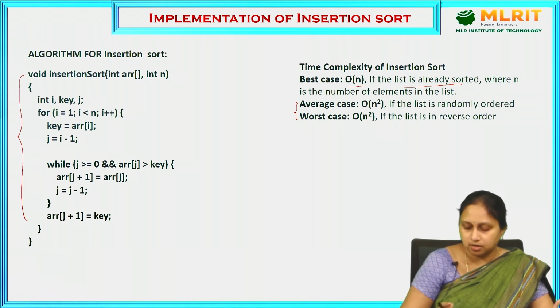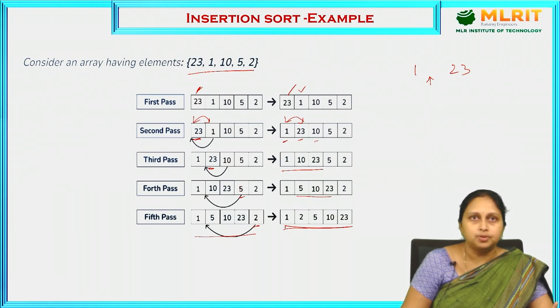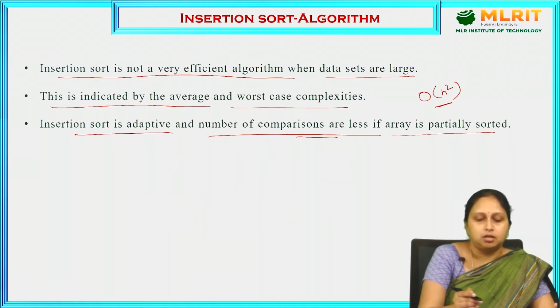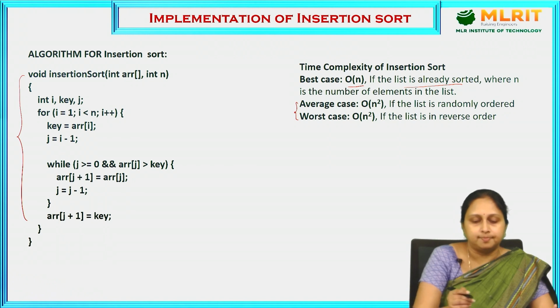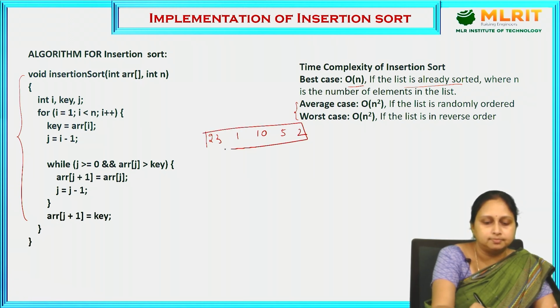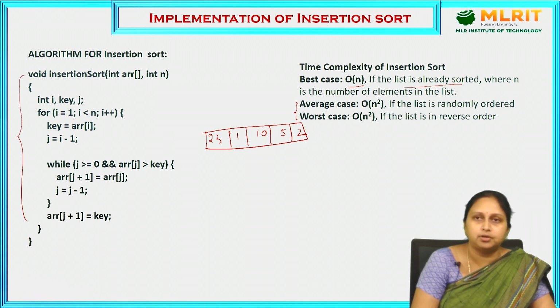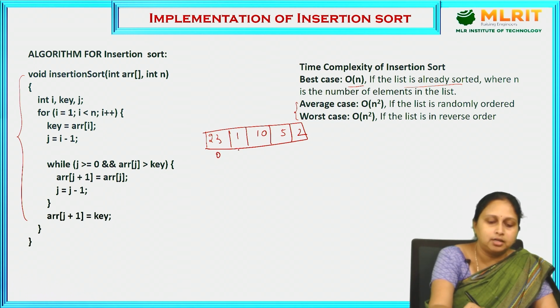Let us take the same example that we have seen up to now. What are the elements we have? 23, 1, 10, 5 and 2. This is your array actually. Let us see for a few steps, I will tell you how you need to trace it out. And these are the indexes of it.